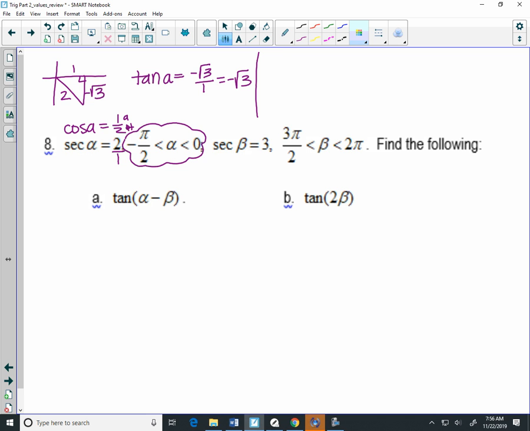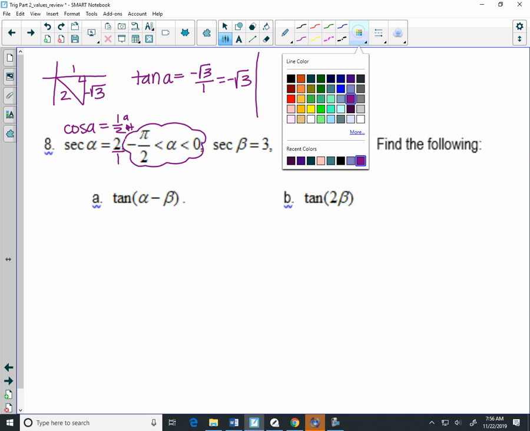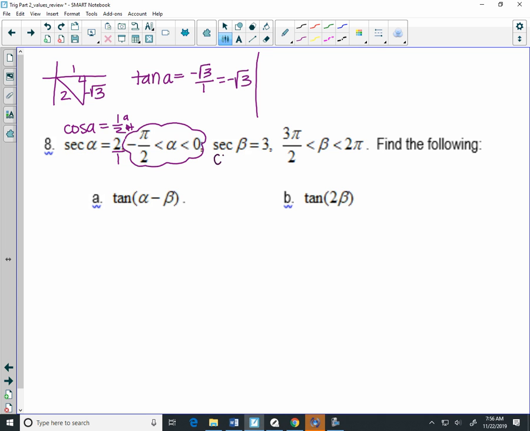All right, let's do our B triangle before we move forward here. Secant of B is 3, so that means cosine is 1/3. And here we're 3 pi over 2 to 2 pi, again the fourth quadrant. Cosine is adjacent over hypotenuse. And this is also a triangle that we've done even on this review.